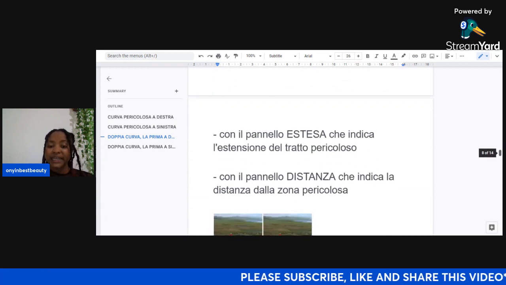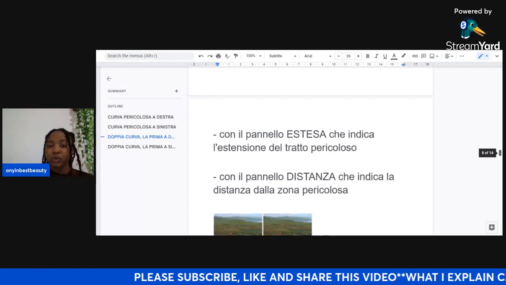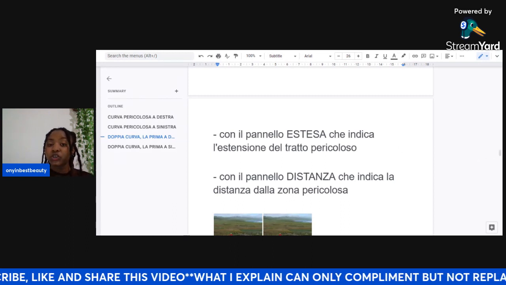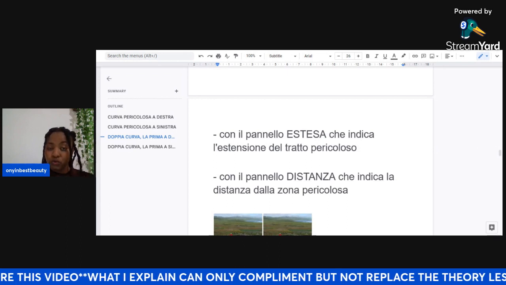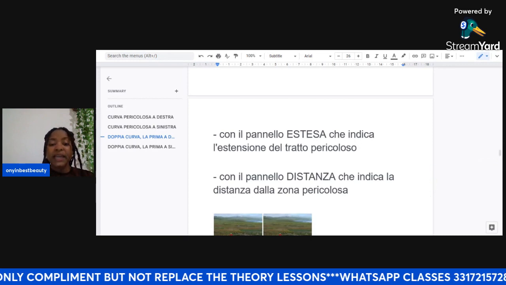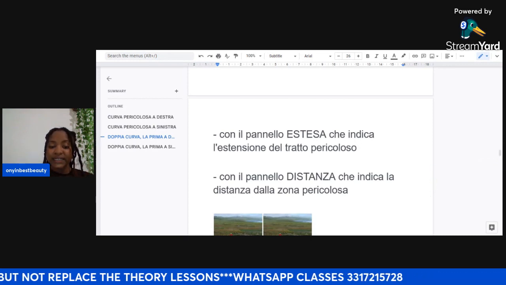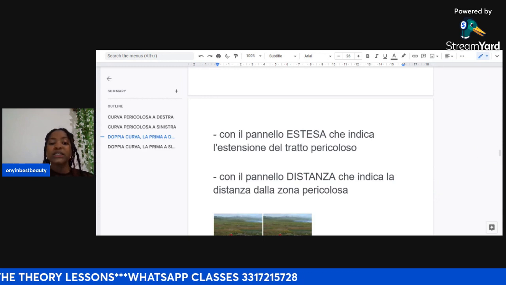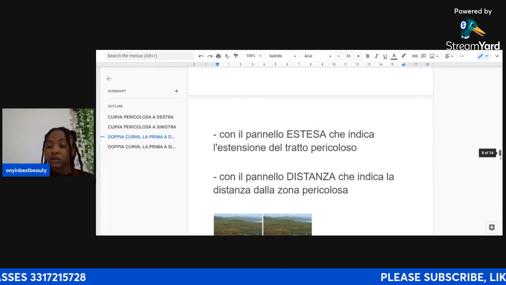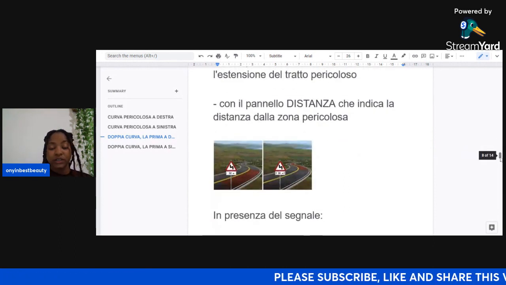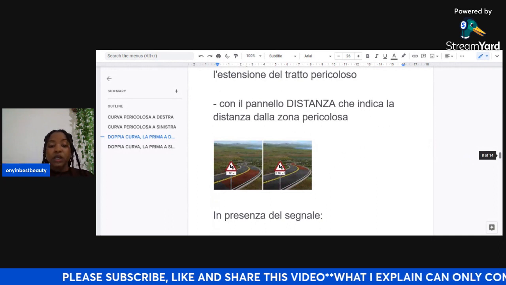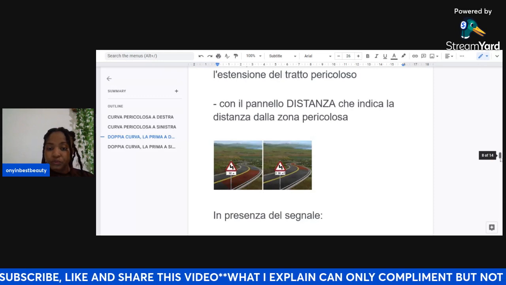Con il pannello esteso che indica estensioni di tratto pericoloso. Now, if you see another pannello, the same pannello, it will just tell you the extension of this particular doppia curva, the extension of this particular road. Con il pannello distanza che indica la distanza della zona pericolosa, we have the signal di distanza, where they tell you of a dangerous zone, okay? The signal di distanza will tell you the distance, the signal di estensione, the extension, okay, of that particular road.